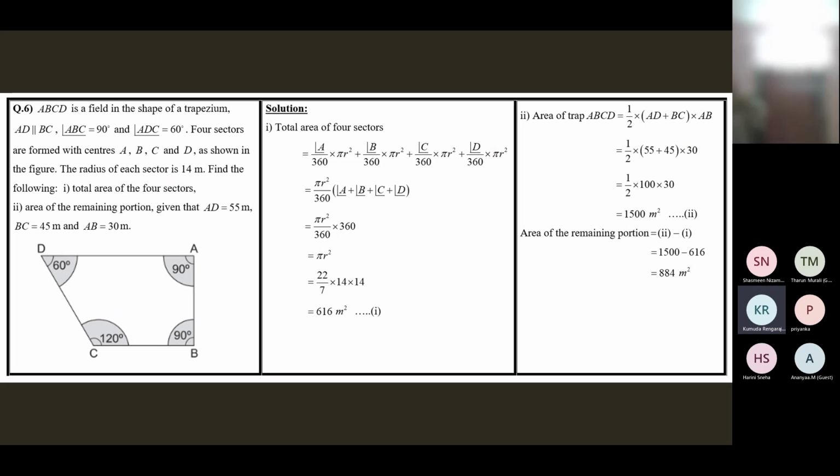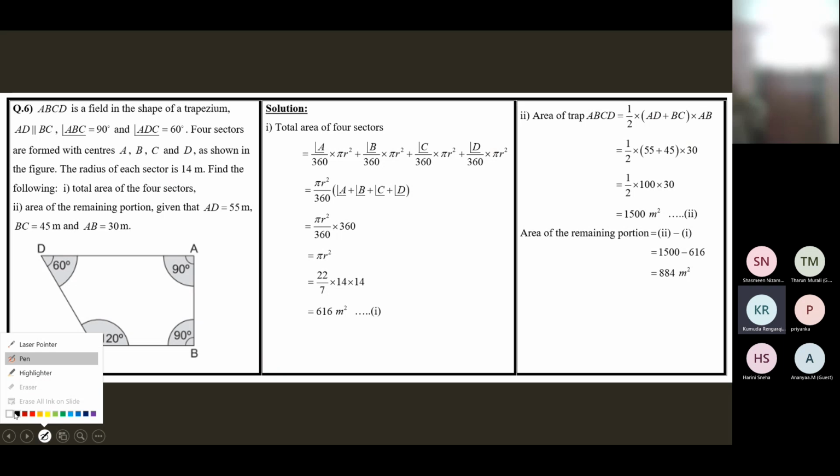Not the area of the sectors individually. The total area of the four sectors put together. So you don't have to find the individual areas, just the total area straight away. You know that the formula to find the area of a sector is theta by 360 into pi r squared. So using this formula, we'll find the total area of the four sectors.